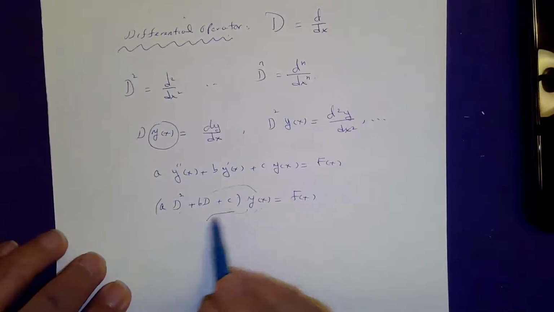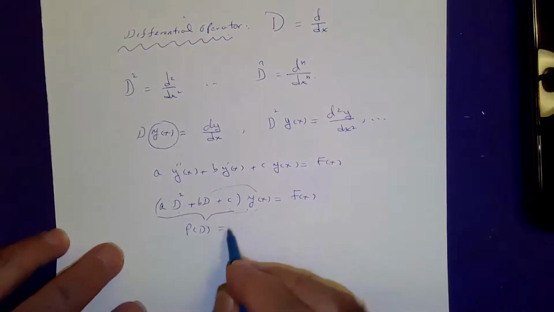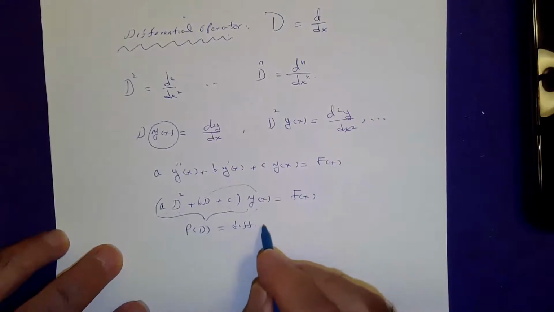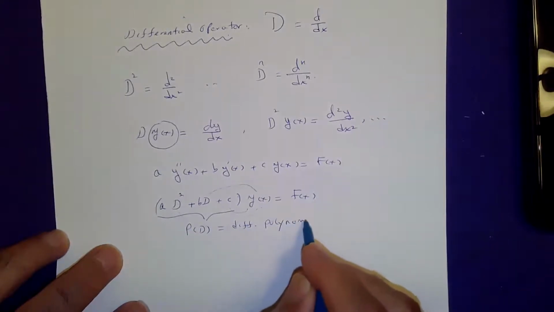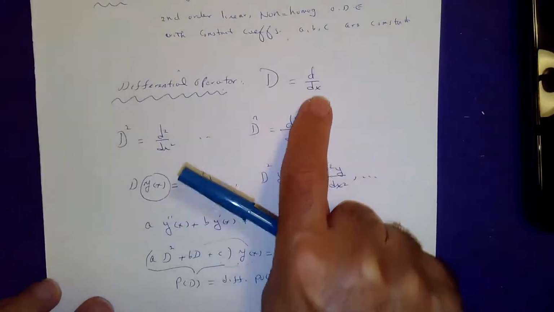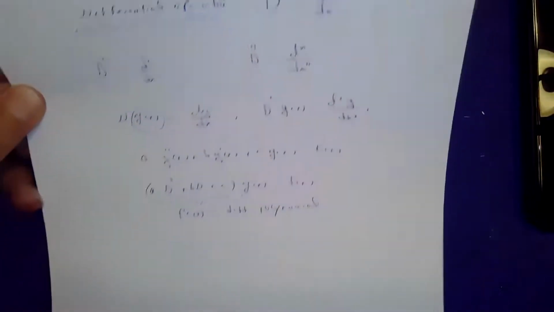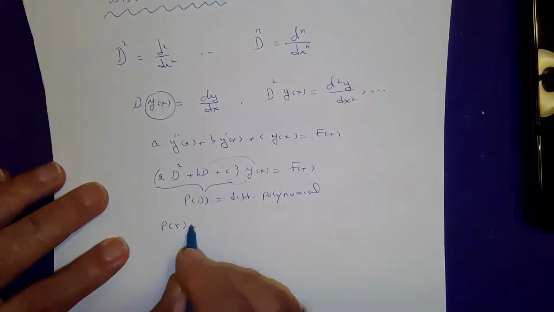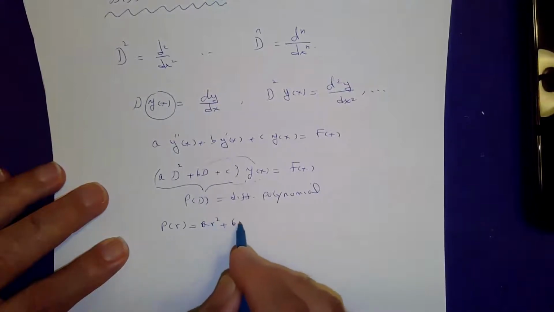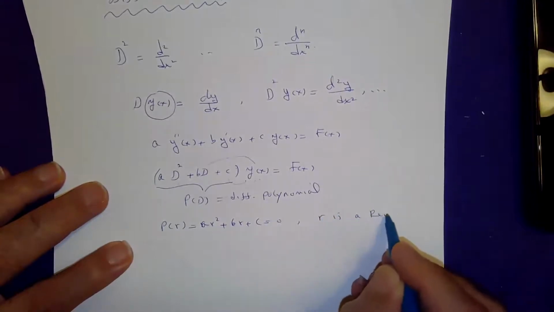So we call this what? Differential operator polynomial. Can you set that equal to 0? No, because it doesn't make sense. These are just notations. You cannot set this equal to 0. But you could set the auxiliary polynomial equal to 0 and solve for r, because r is a real number.